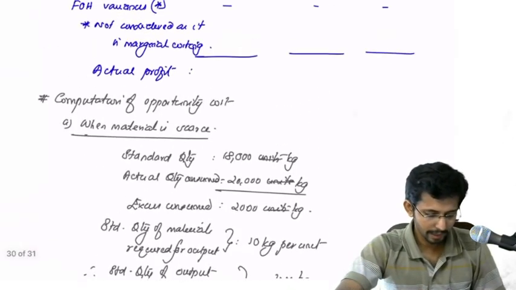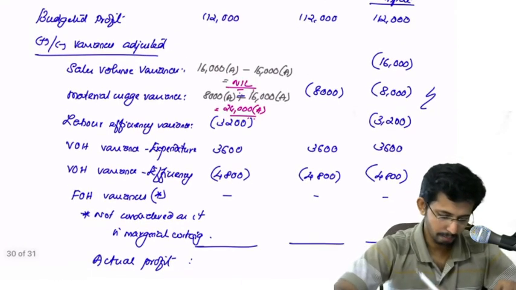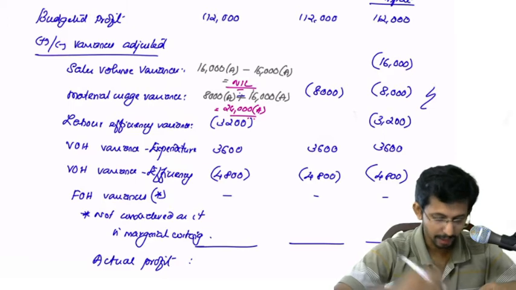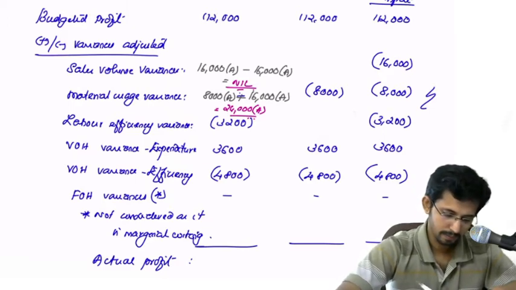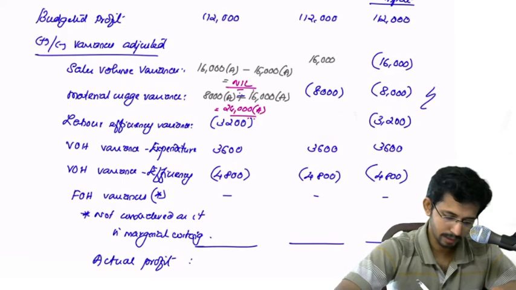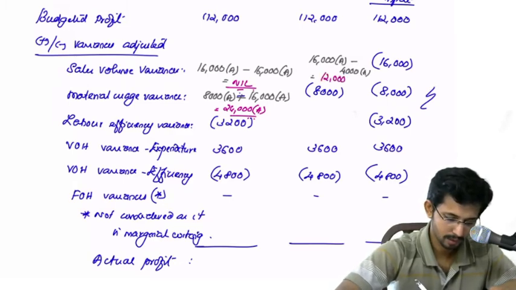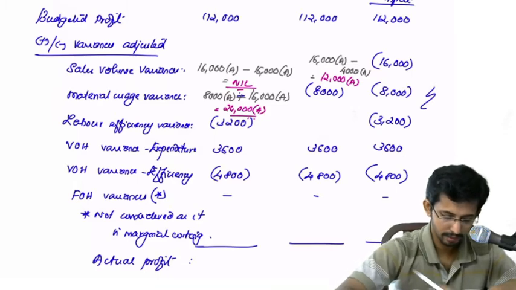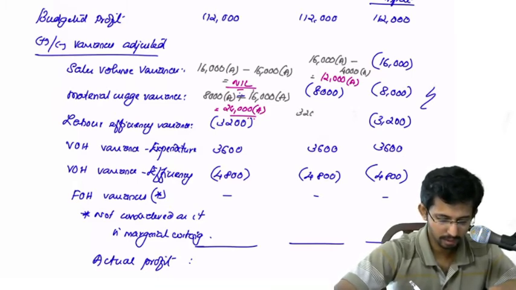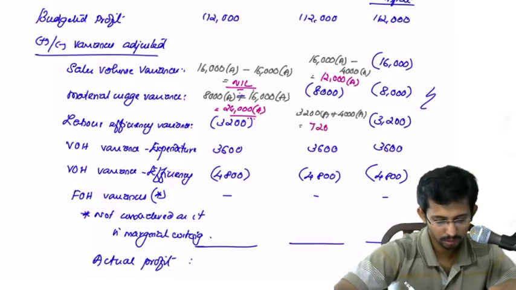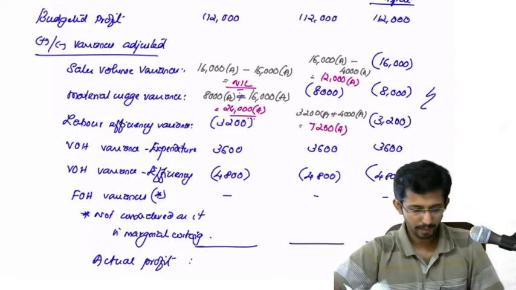Okay, so when you take it here, what you have to do? You have to minus it from sales variance. We have to add it with labor efficiency variance. So here it will be 16,000 adverse minus 4,000 adverse. So this will be 12,000 adverse, and here 3,200 adverse plus 4,000 adverse. So total will be how much? 7,200 adverse. Is it clear?